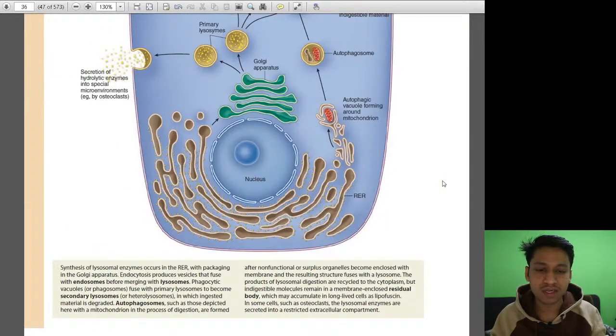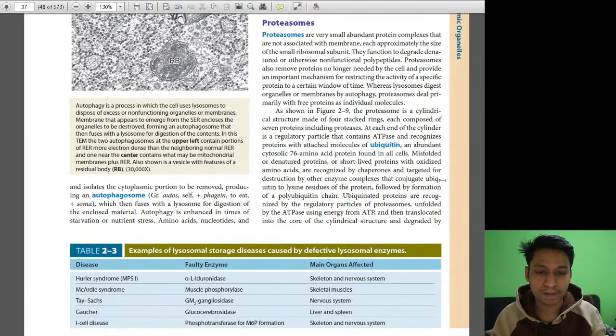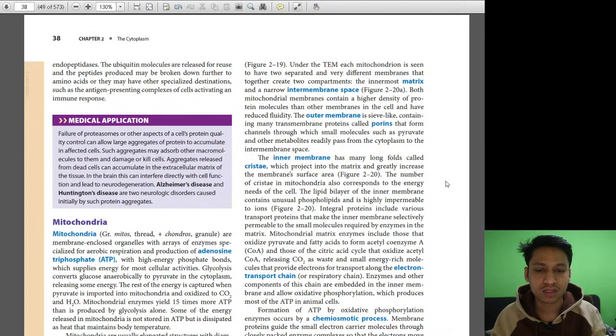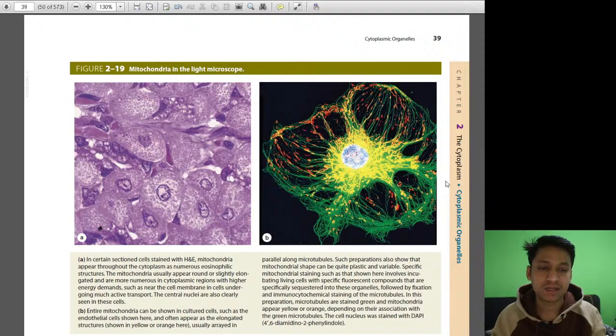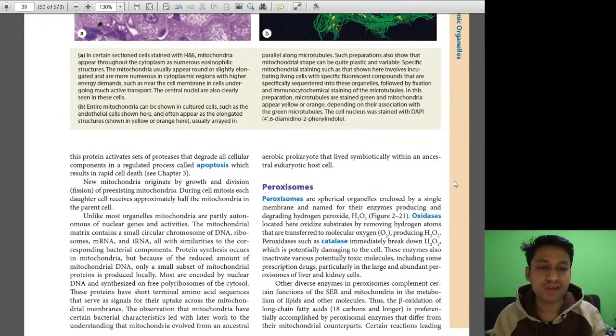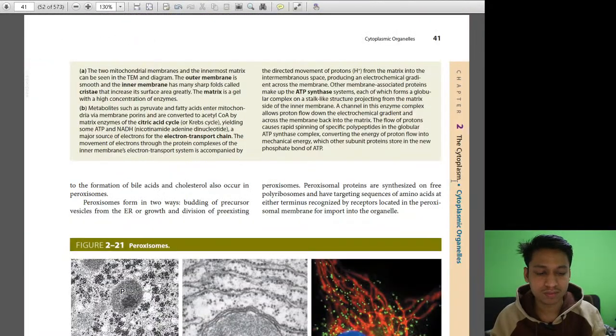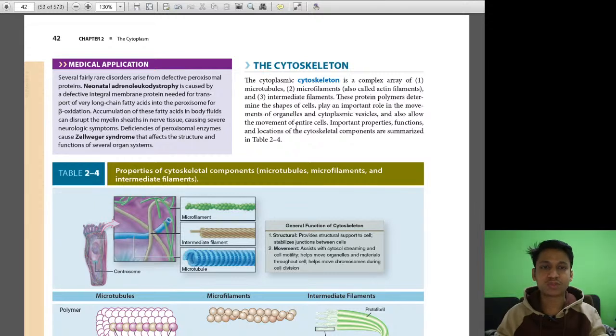Then what we study next is the proteasomes, then we have mitochondria, and then we have peroxisomes, and that's it, I think. Then we move on to the cytoskeleton. So four more important organelles are left, and we will take almost an hour more to finish all this. We'll study the glycolytic pathway a little bit when we read about the mitochondria.